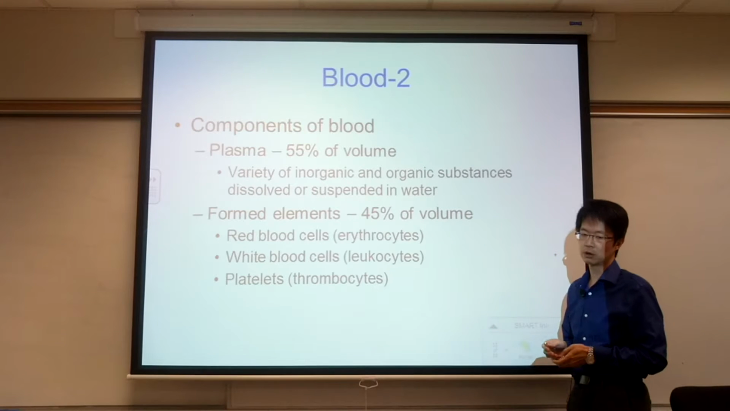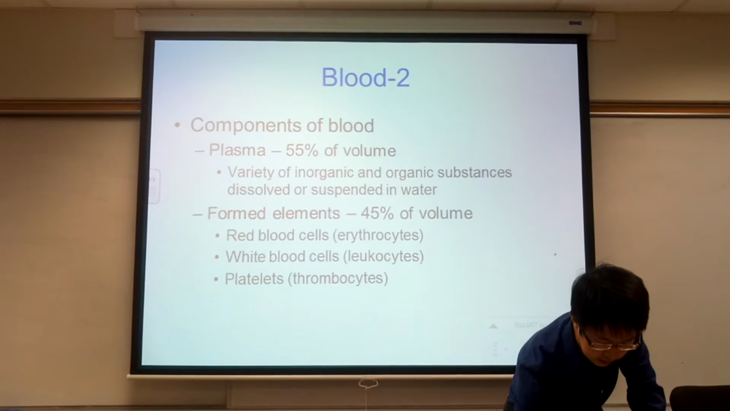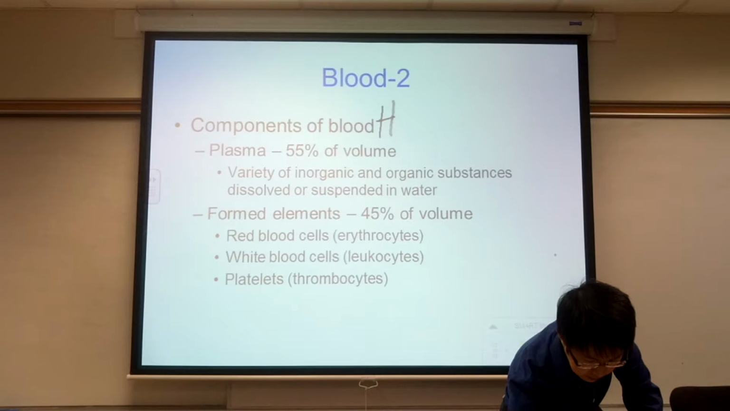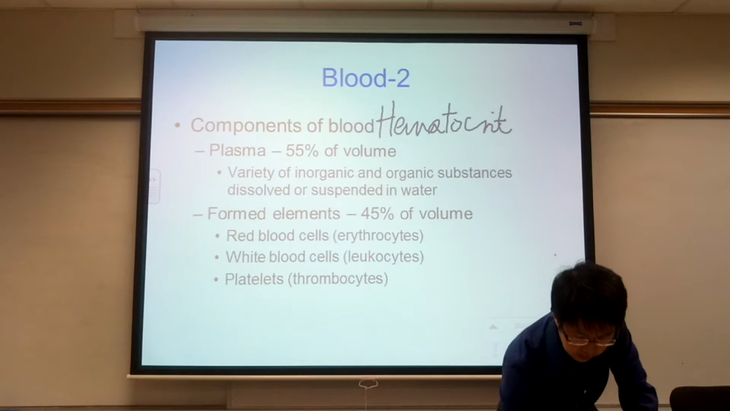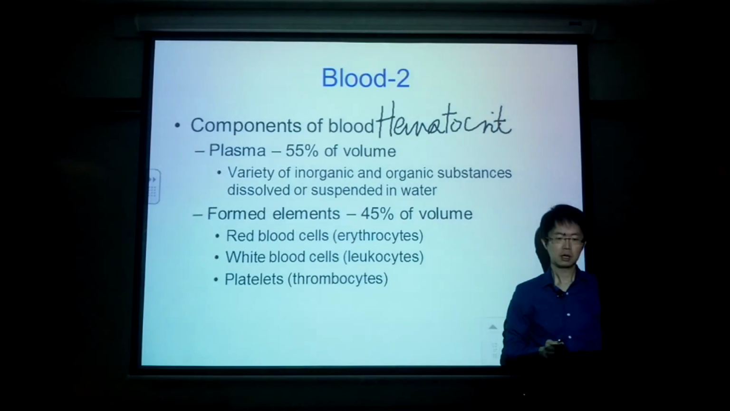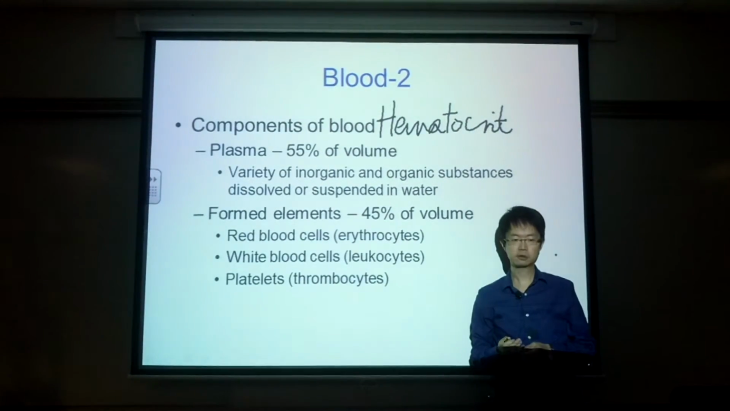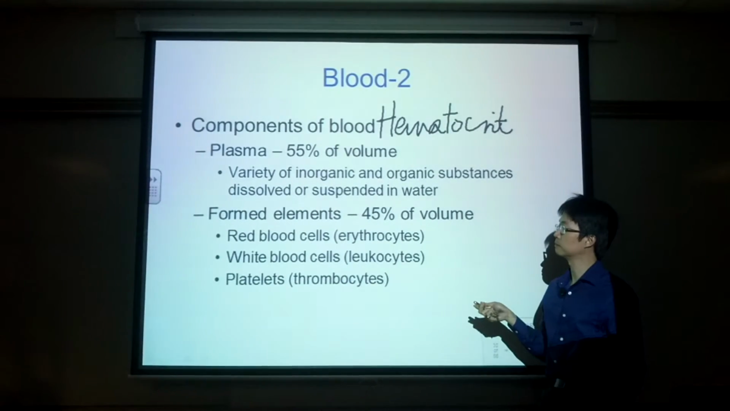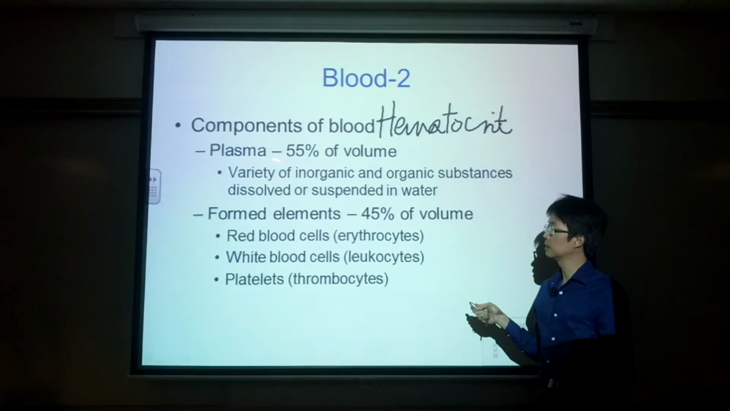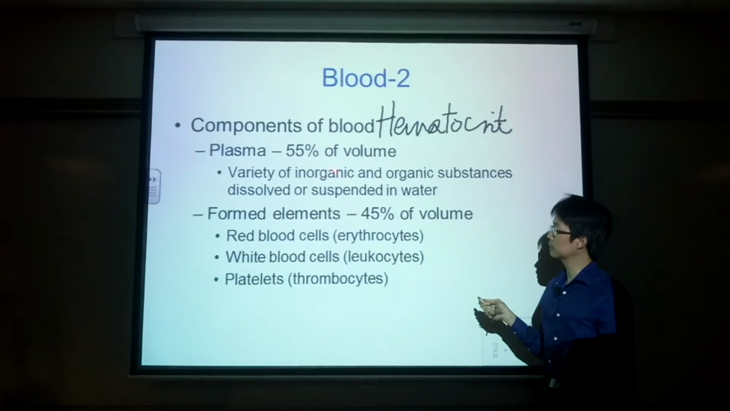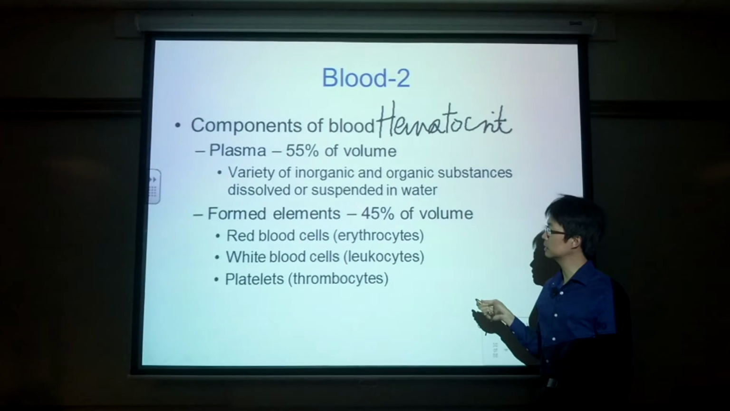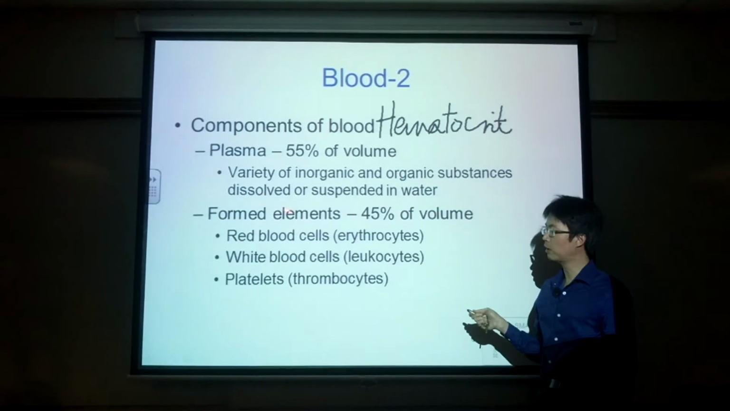The components of the blood, we call it hematocrit. Approximately 55% of the blood is plasma. Plasma contains inorganic and organic substances dissolved in water. Plasma is mostly water. And the 45% is the so-called formed elements.